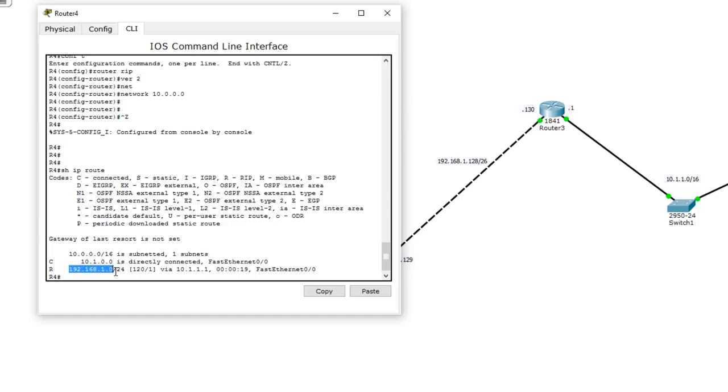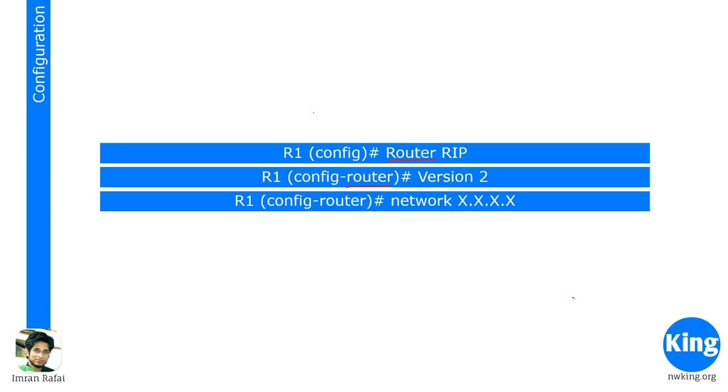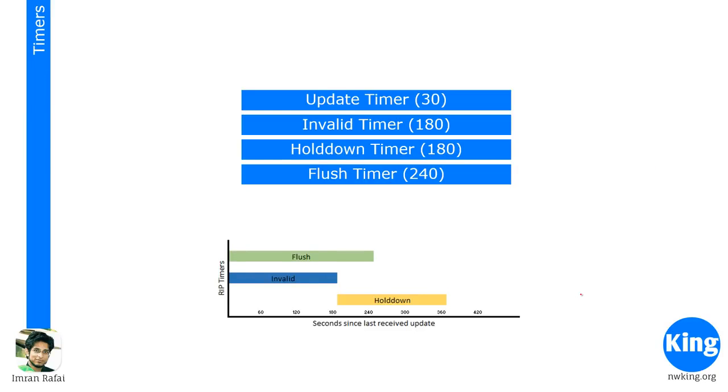There is a problem here. If you see, it says 192.168.1.0/24. We'll come back to it. It is an auto summarization problem, and I will tell you what that is. Next, let's look at the timers.